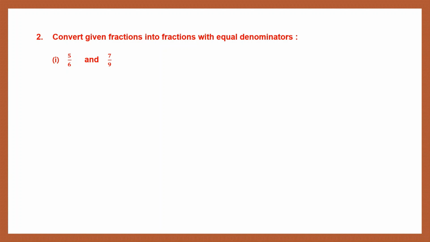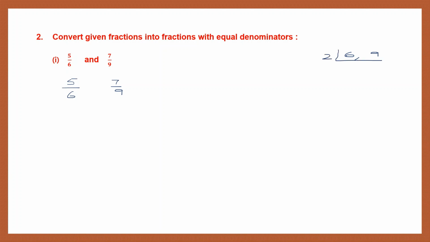Now let me write down the question first. So here I have 5 by 6 and 7 by 9. Now, since the denominators are different, to make them like denominators, we are going to find the LCM of the denominators. So we take 6 and 9 and we find the LCM.